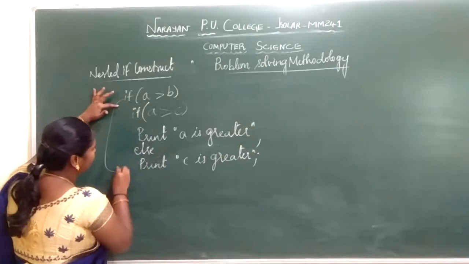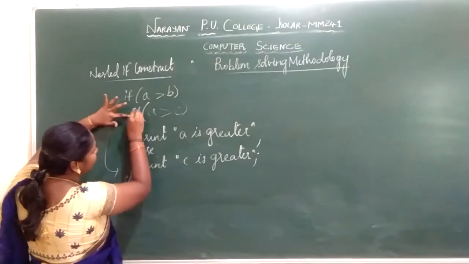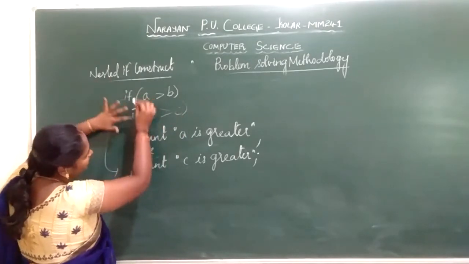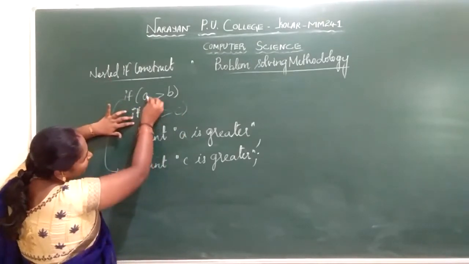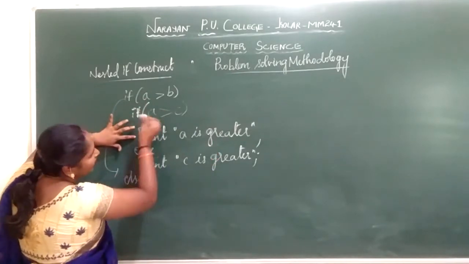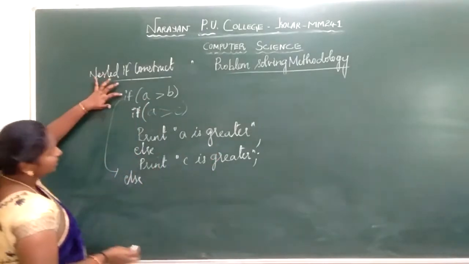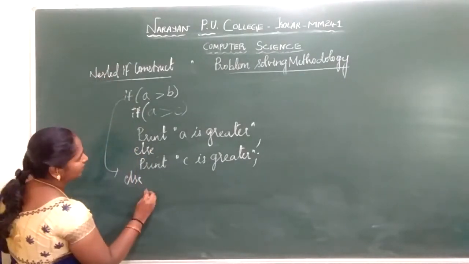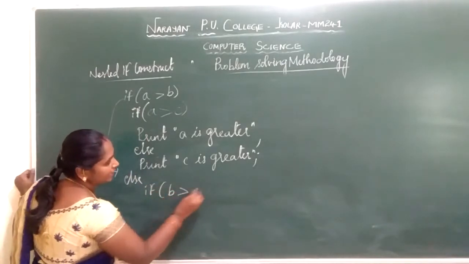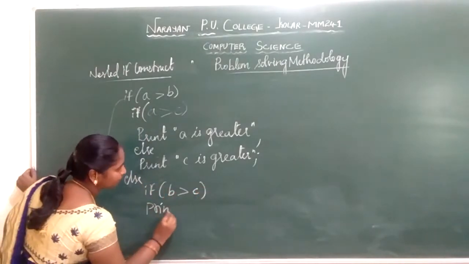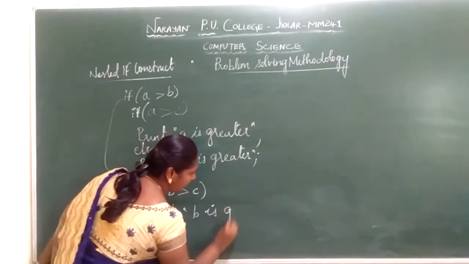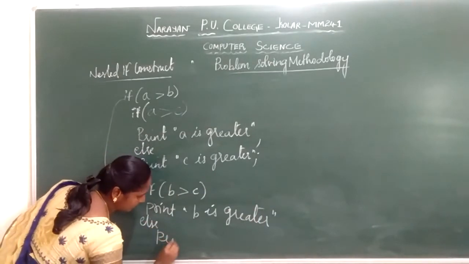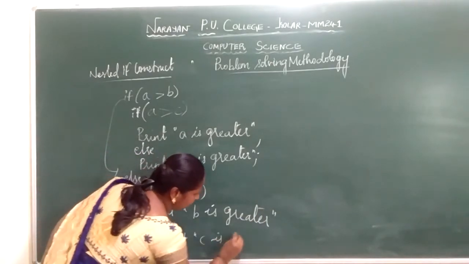Next, the main else part. The first if condition is A is greater than B. Next is a nested if. If both conditions are satisfied, you are going to print A is greater, else you are going to print C is greater. If the main if condition itself failed, then the main else if part is: if B is greater than C, you are going to print B is greater, else print C is greater.